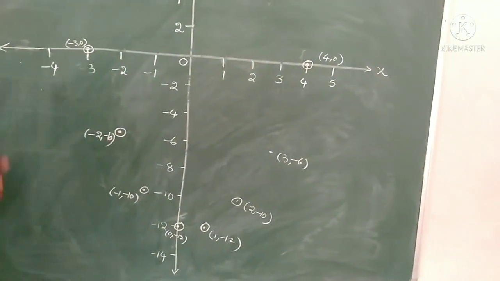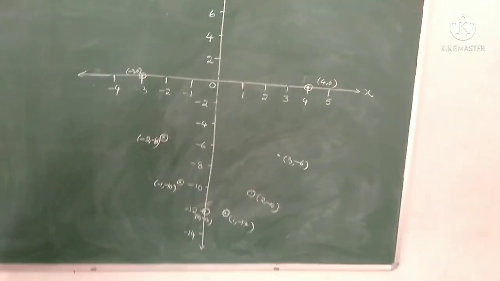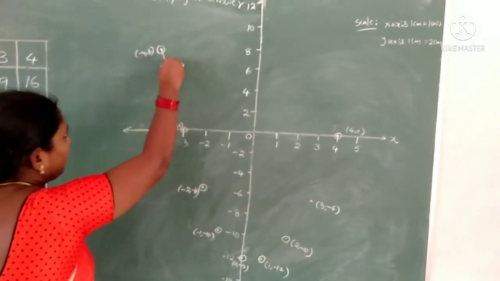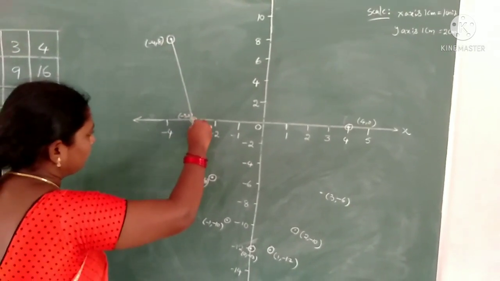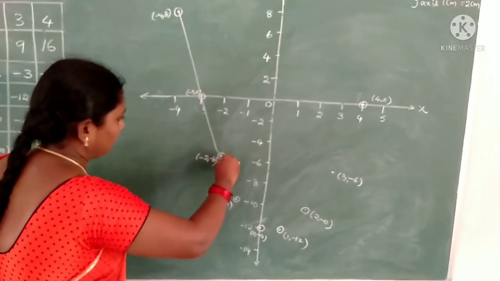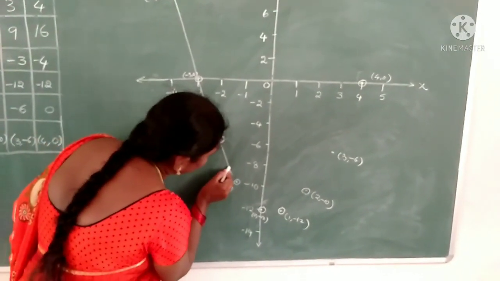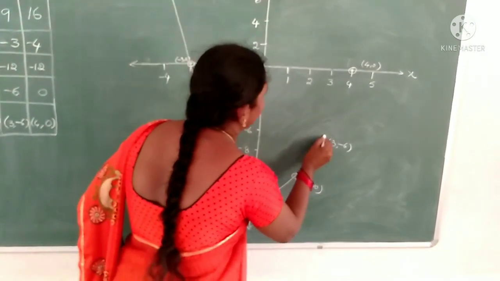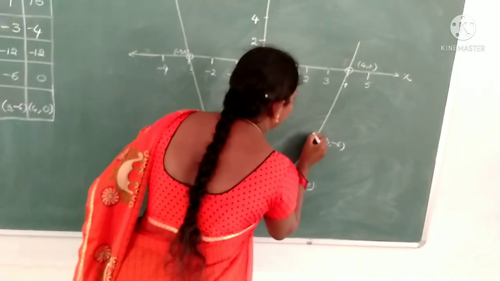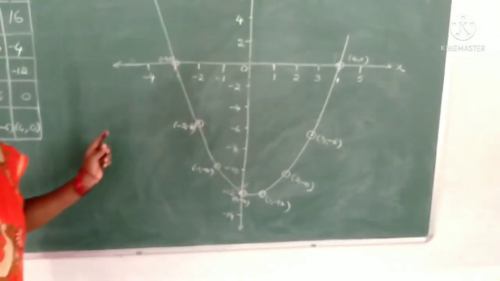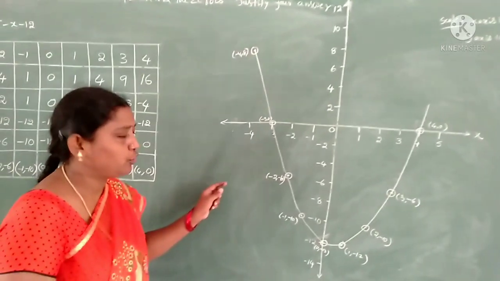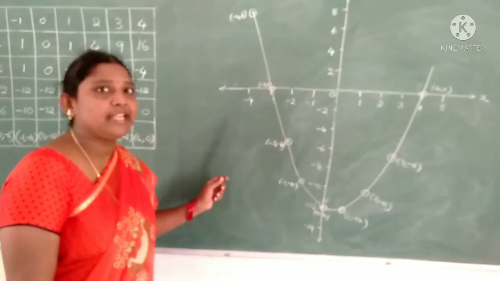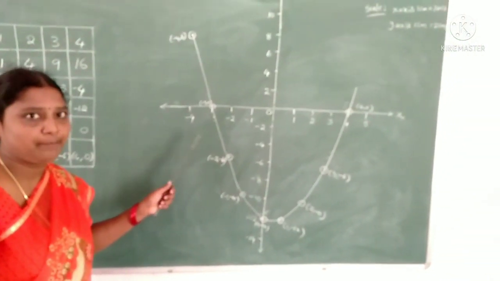So we locate all the points on the graph. First we join all the points smoothly. Which shape has this form? U shape. It is called a parabola. So generally quadratic polynomials form a parabola.